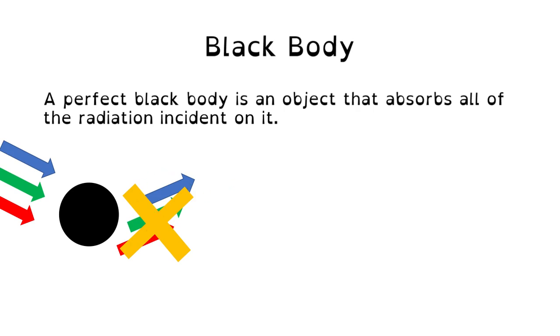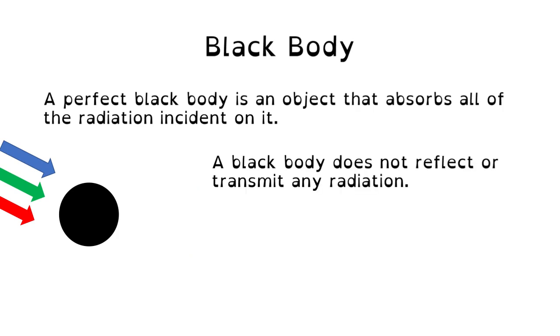We can liken it to a warm day when we're wearing a black jumper. The radiation that comes in, the black body absorbs all of it, which is why we feel hot, compared to if we wore something white. So to emphasise, a black body does not reflect or transmit any of the incident radiation.